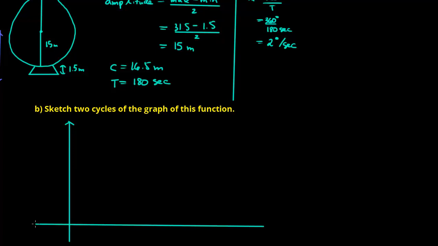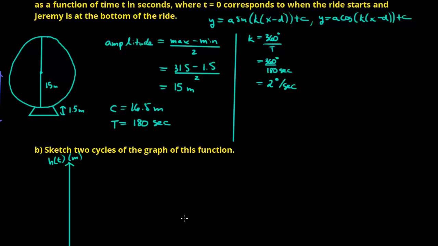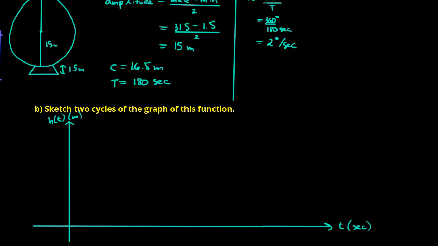So this is going to be our height as a function of time. This will be time, and this is in meters, and this will be in seconds. Okay, so if we think about this, one cycle takes 180 seconds. So 2 cycles, and it asks to sketch 2 cycles of the graph of this function. 2 cycles will take 360 seconds.